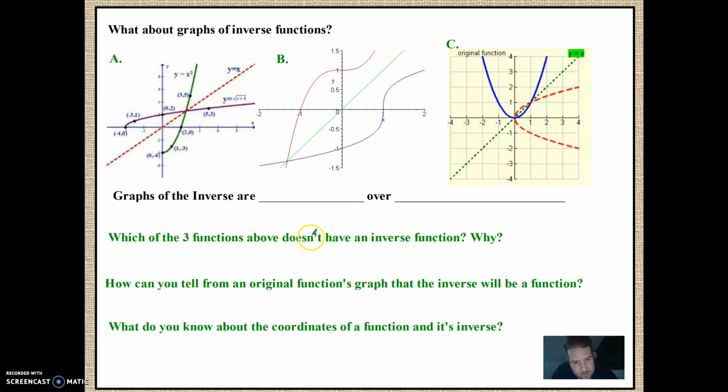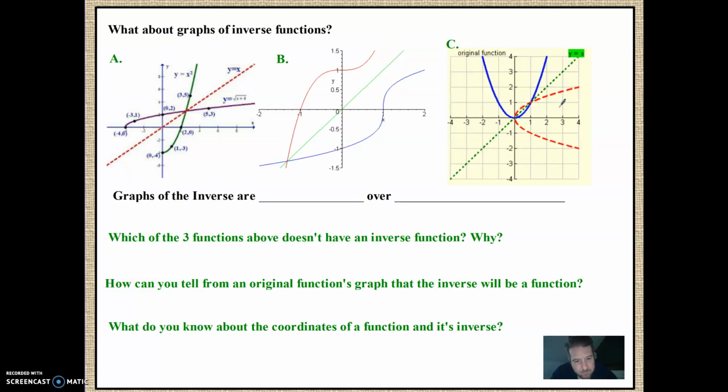Which of the three functions does not have an inverse function and why? The one that doesn't have an inverse function is C, because when you reflect this blue parabola over the green dotted line, this red line is no longer going to be a function.